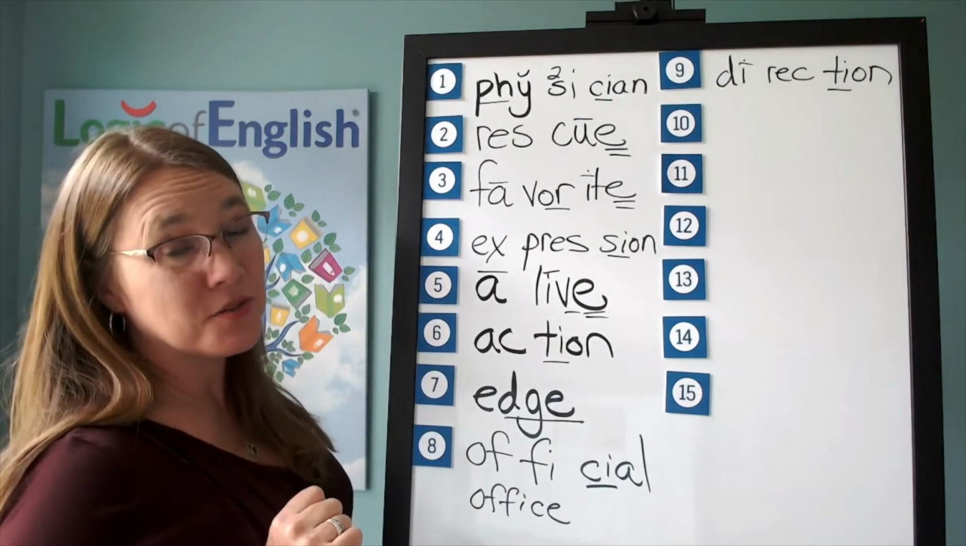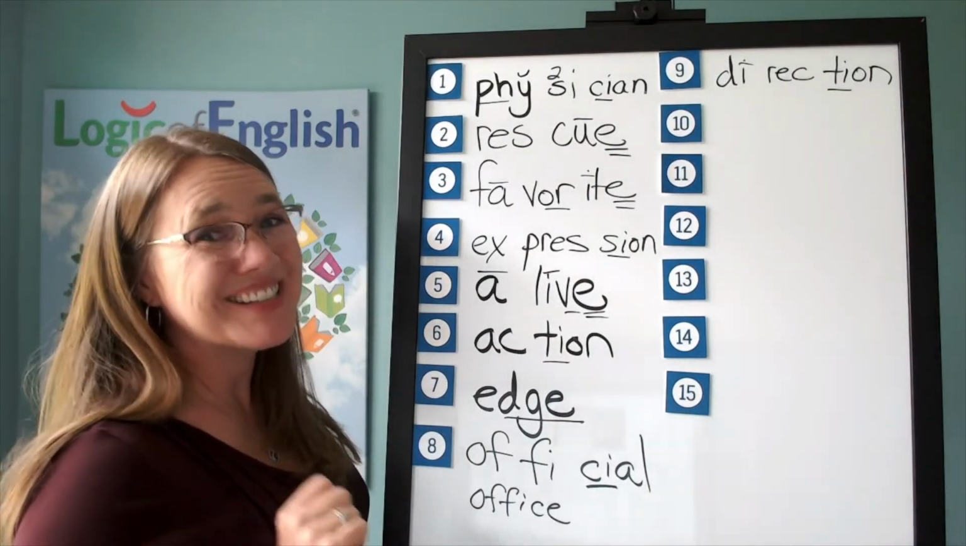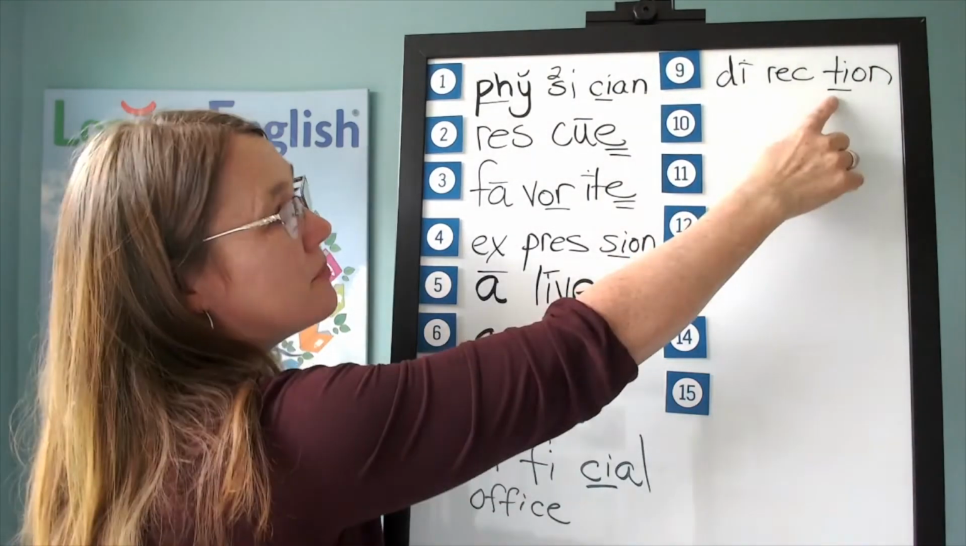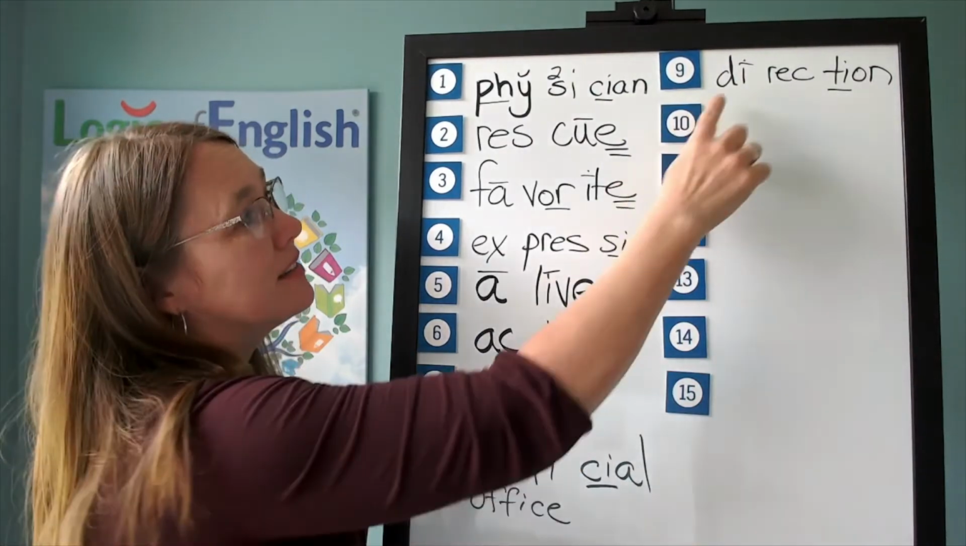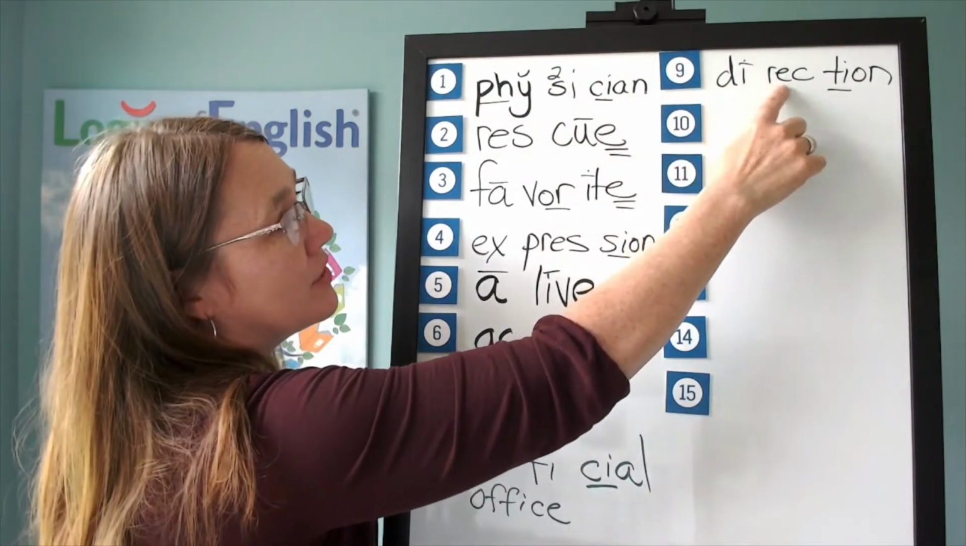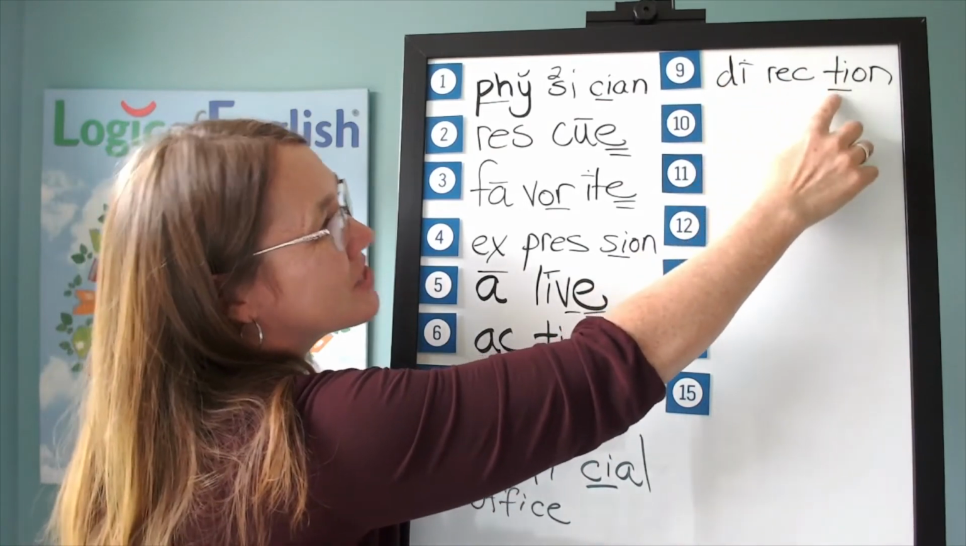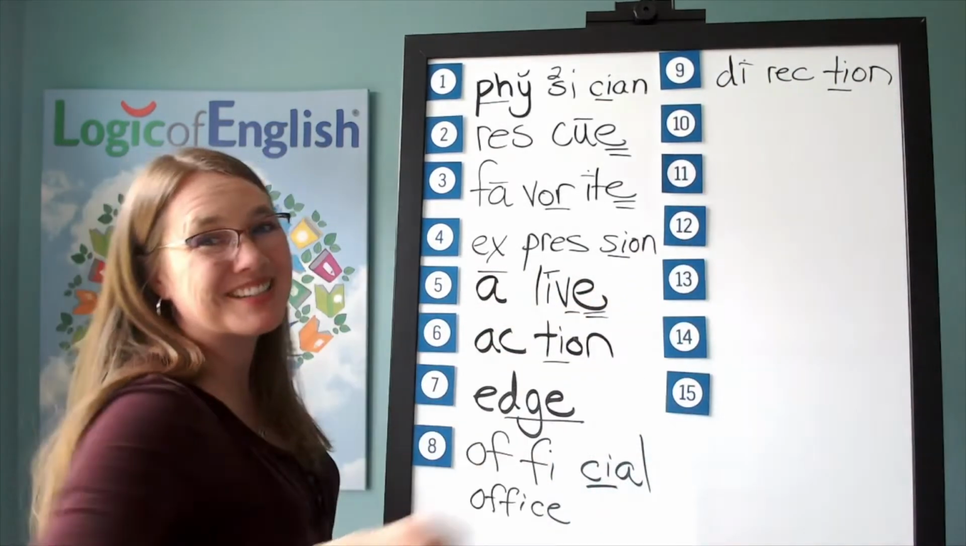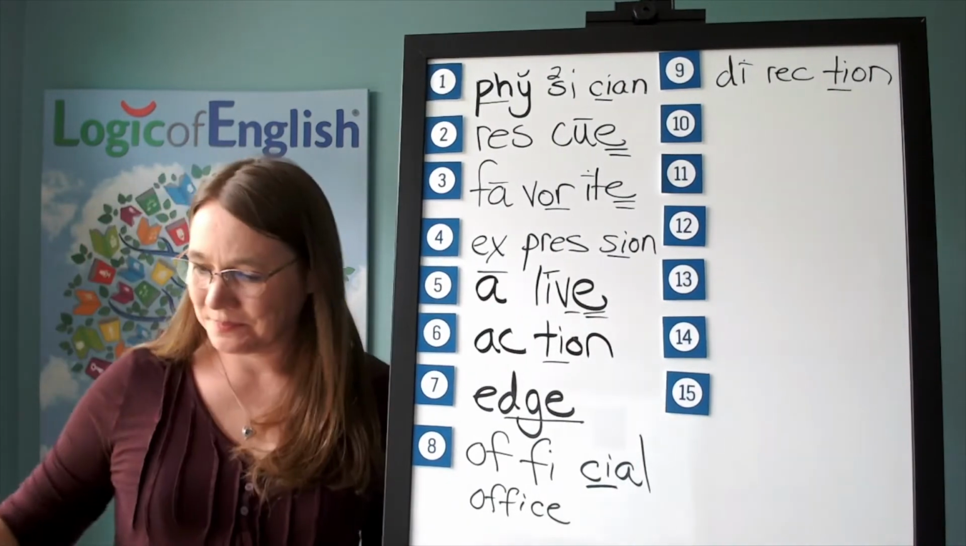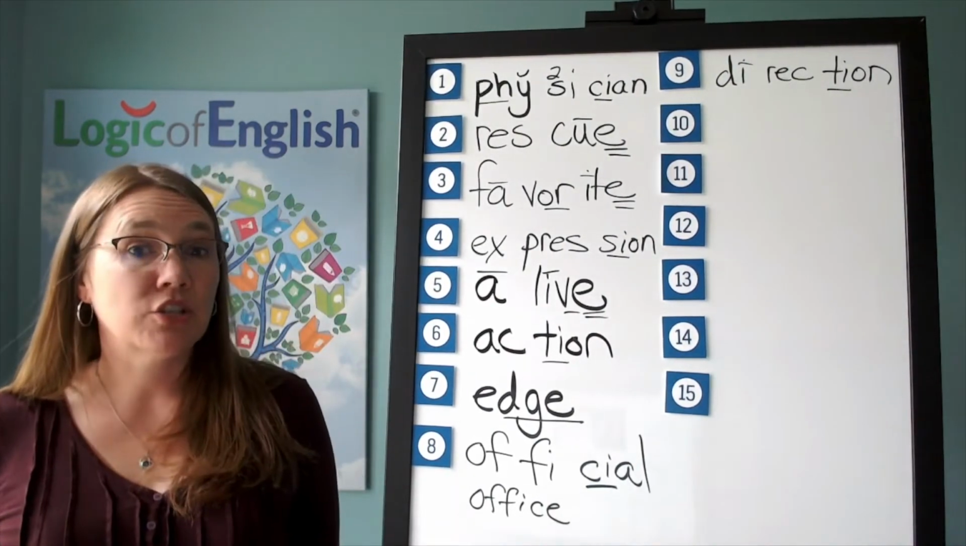Once again, what is the root of direction? It's direct. That's why we used the tall sh. Let's read it. D-i-r-e-c-t. Oh, sorry. D-i-r-e-c-sh-a-n. Direction. Excellent. The next word is choose.